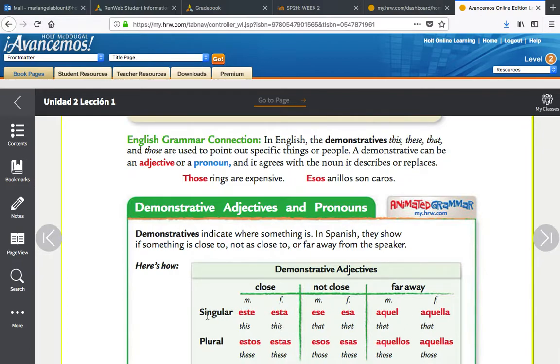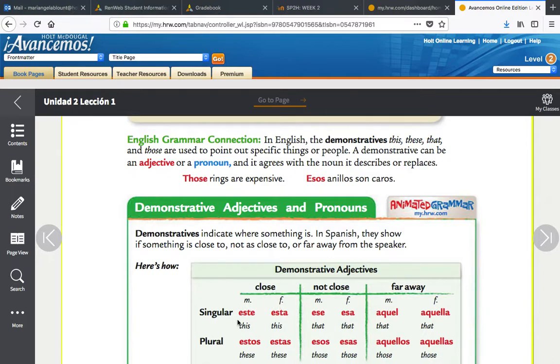So then we have singular adjectives that describe only one thing, and then we have plural adjectives that describe more than one thing, all right? And then we have feminine and masculine, whether whatever you're describing is feminine or masculine.